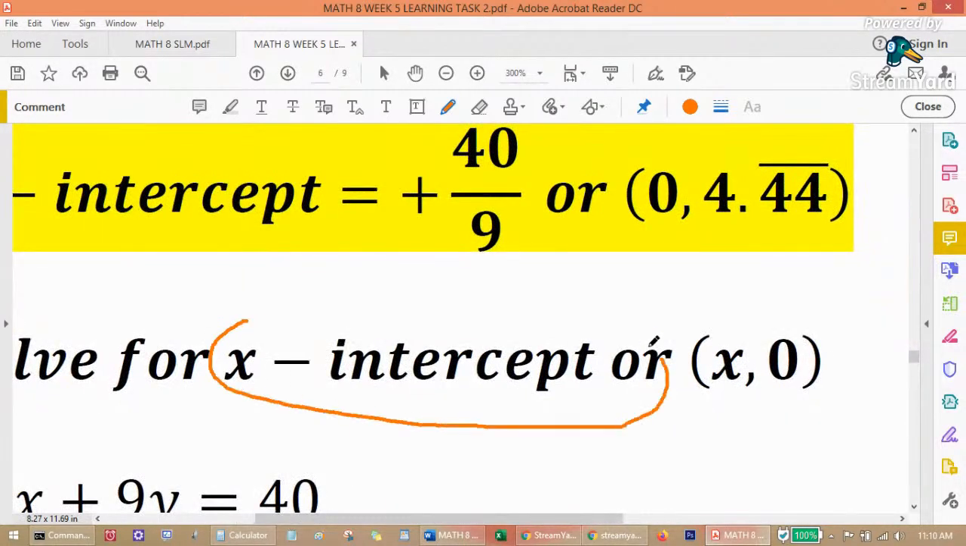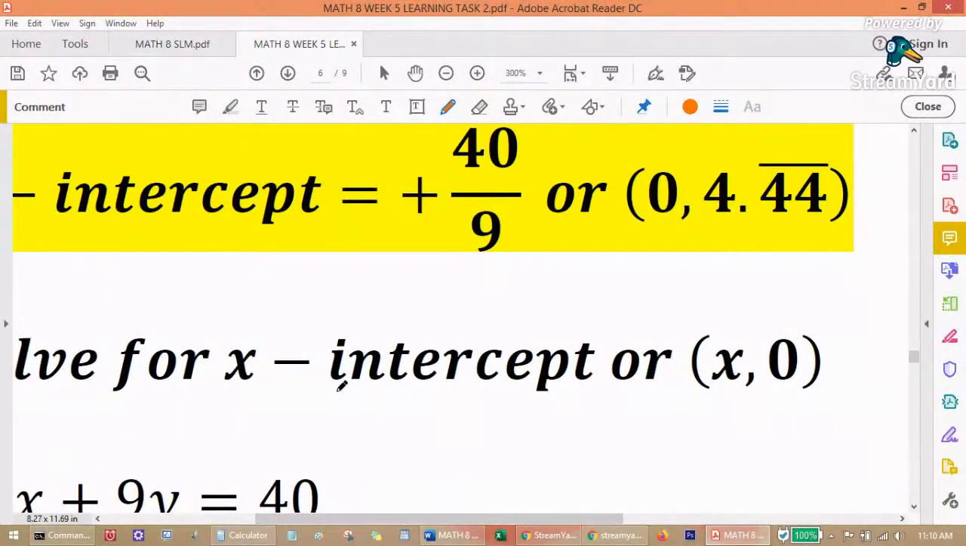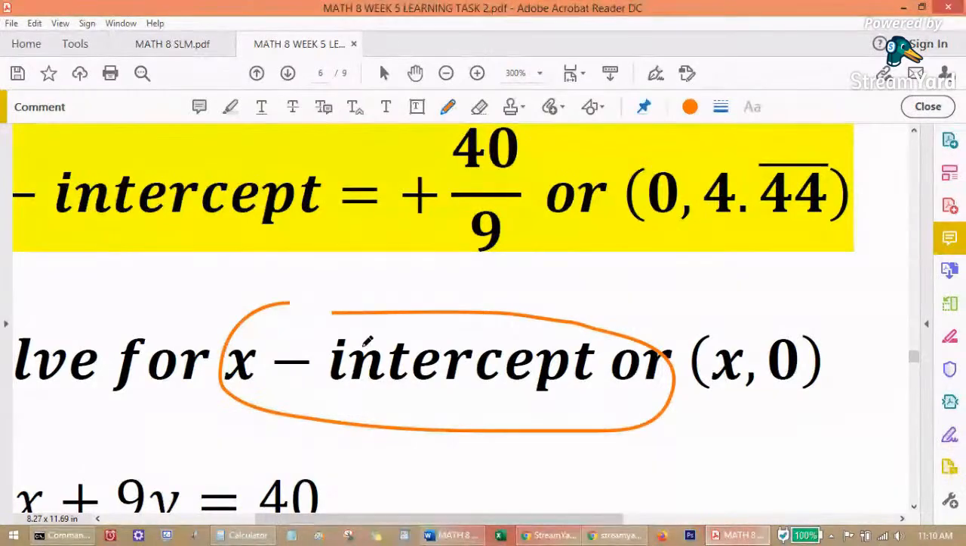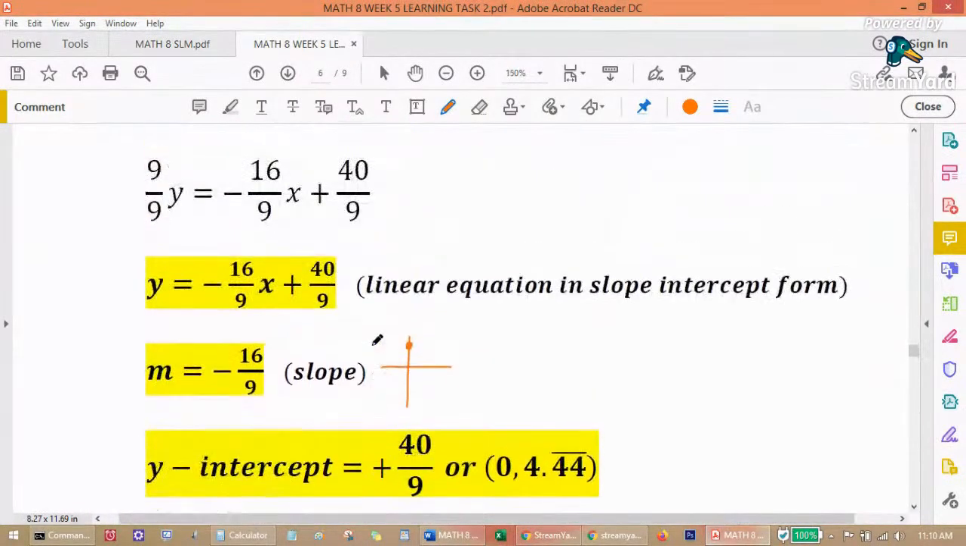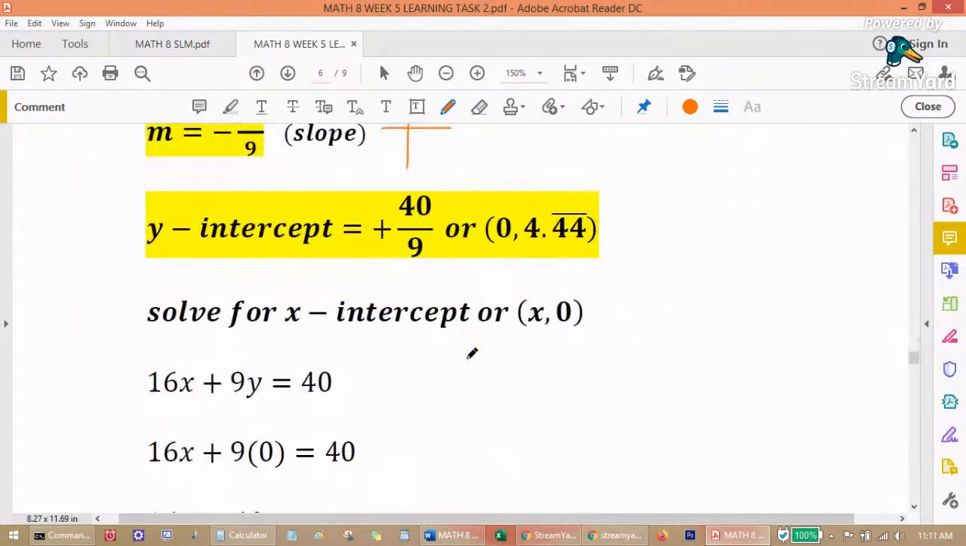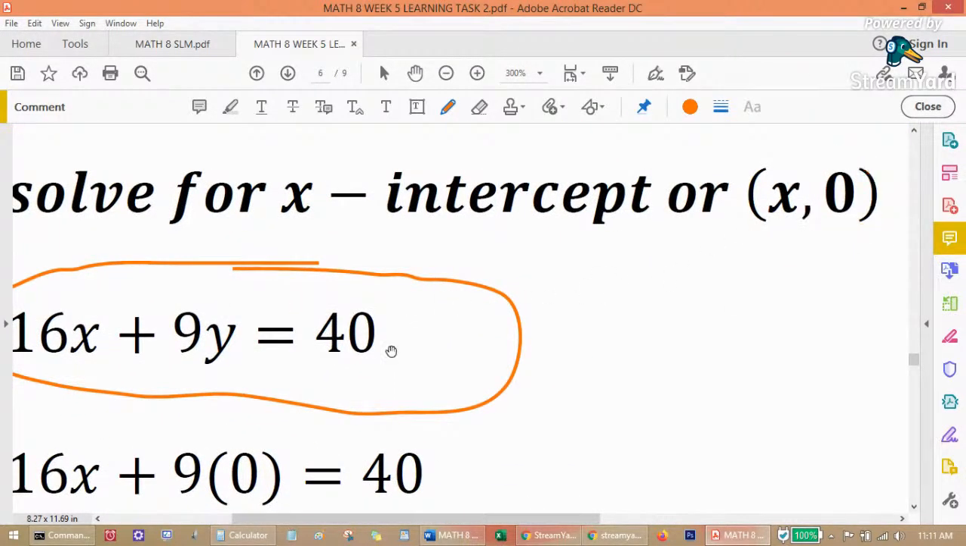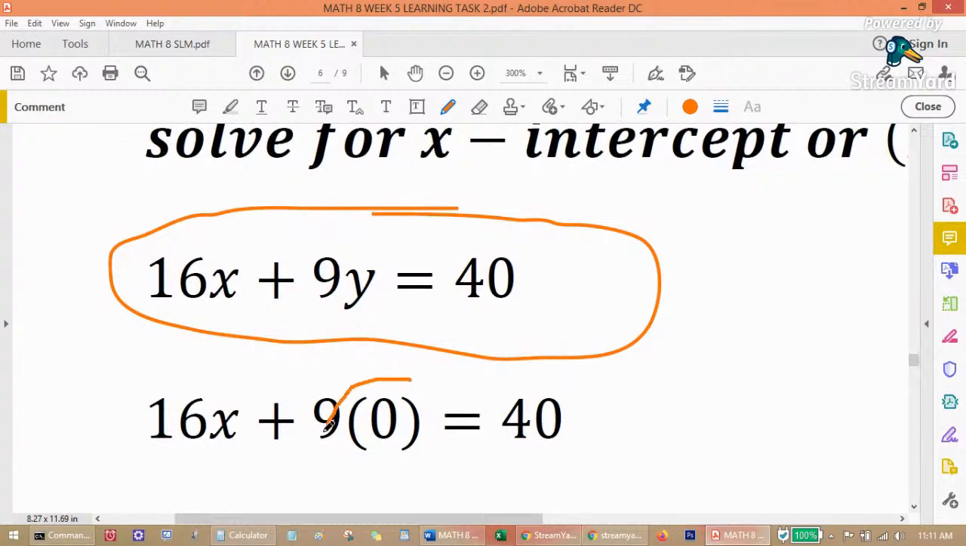Again, ang x-intercept, dahil x ito, ang magiging 0 is yung y. Kasi nga, this is x-intercept. So, paano natin makakompute ang x-intercept? Babalikan natin yung original equation, 16x plus 9y is equal to 40. And then yung y na to, ay papalitan ng 0.